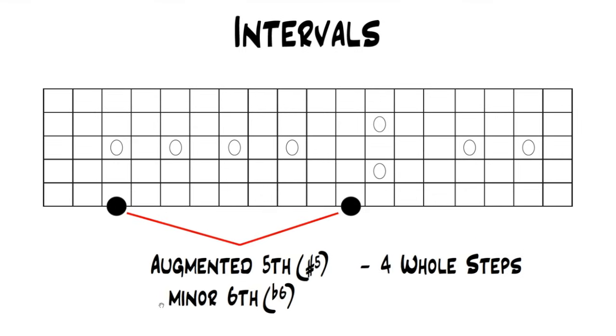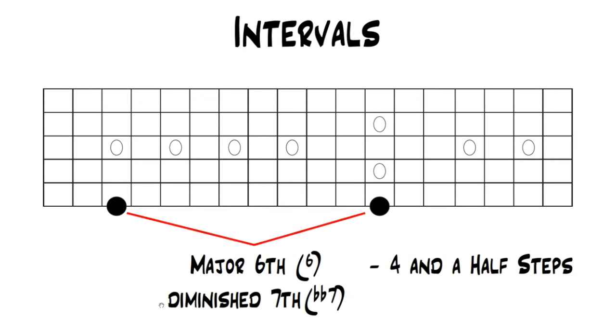If you go up another half step, that becomes an augmented fifth, or a sharp 5, or it could also be called a minor sixth or a flat 6. And that distance is 4 whole steps apart. If you go up another half step, you end up at 4.5 steps. That's a major sixth apart, or just a 6, or sometimes, depending on the situation, it'll be called a diminished seventh, which is a double flat 7.